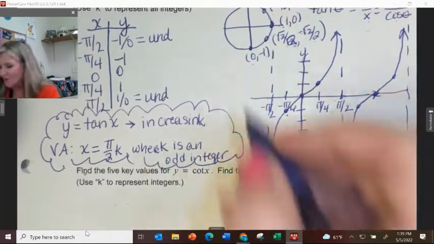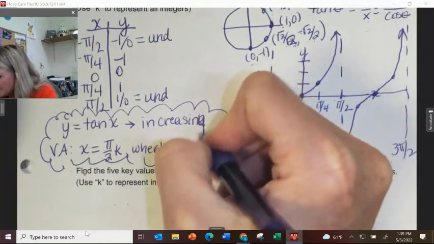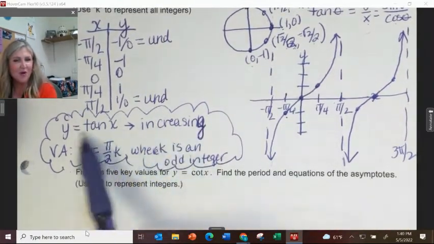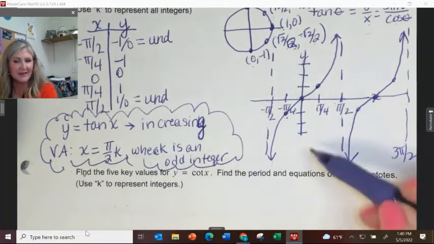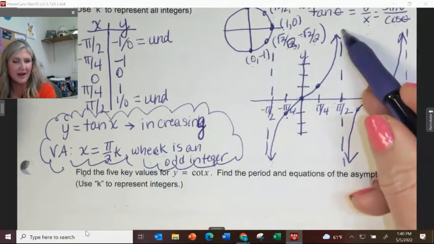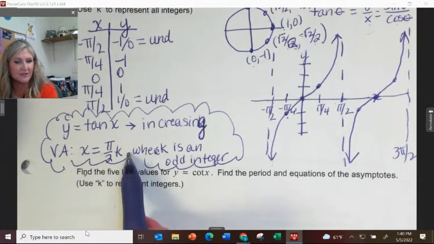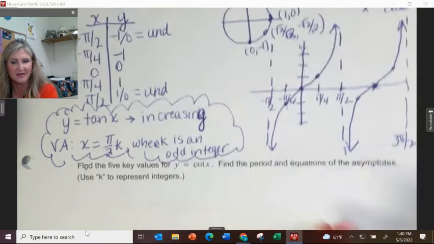So this is the important information here when we have to graph tangents on our own. That's important to know. Why did I put a k there? Because I was thinking ahead. Increasing. So y equals tangent x is always going to be increasing as we go from left to right, and our vertical asymptote is going to be x equals pi/2 k, where k is an odd integer.